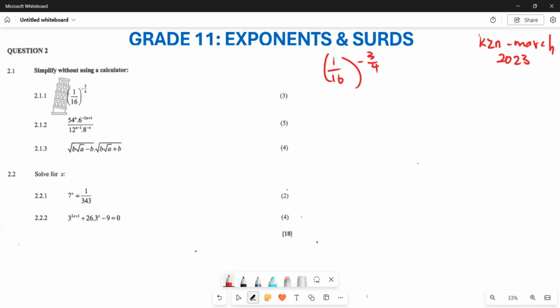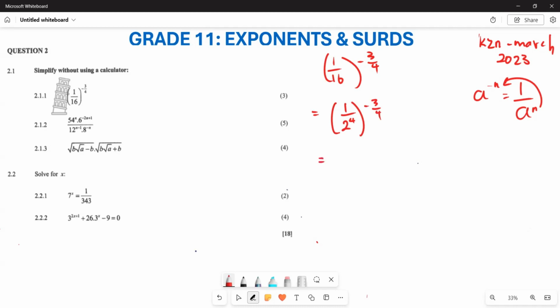The first thing here is to apply the law that a to the power of negative n is the same as 1 over a to the power of n, which means you can also move backward. So the first thing you can do is find the factors of 16. This is the same as (1 over 2 to the power of 4) to the power of negative 3 over 4.